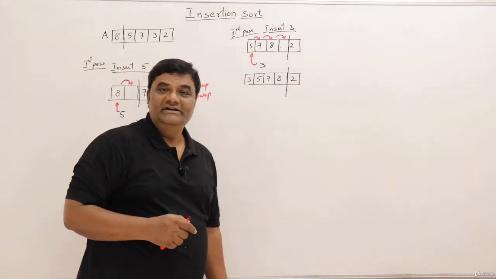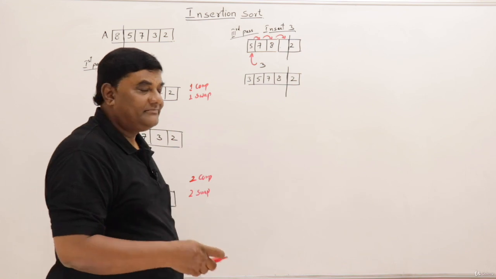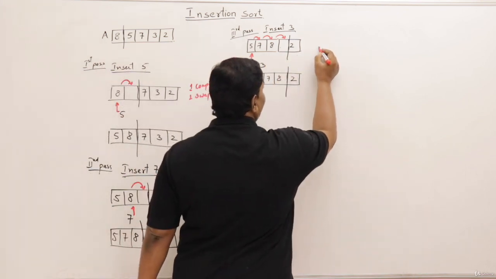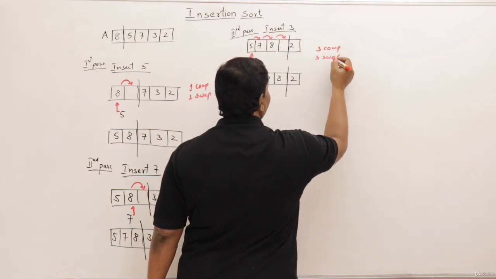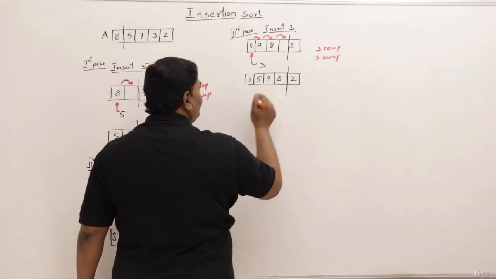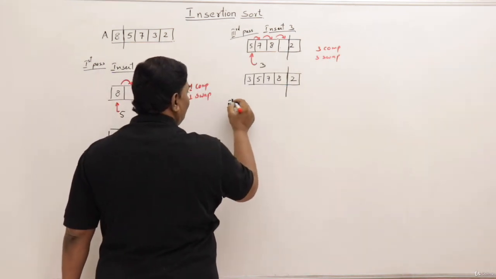Then here, how many comparisons and how many swaps are done? 3 comparisons and 3 swaps, right? These are maximum. Now one last element is remaining, 2. So this is the fourth pass we will perform.